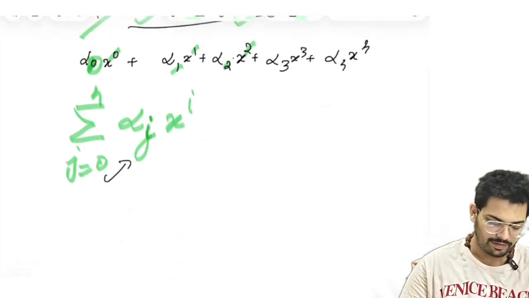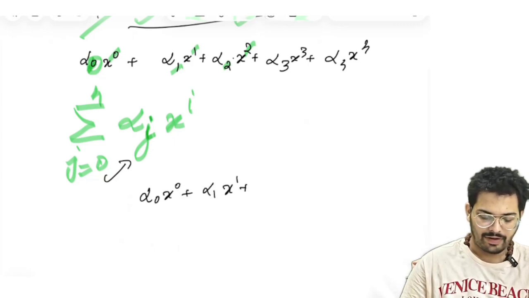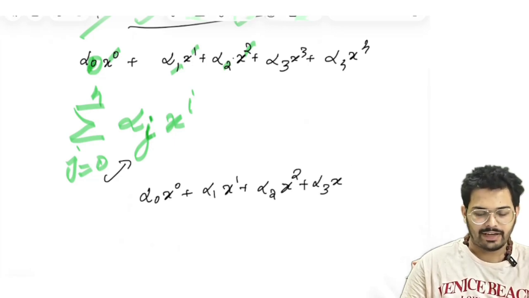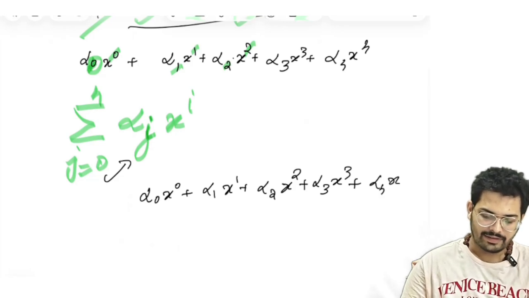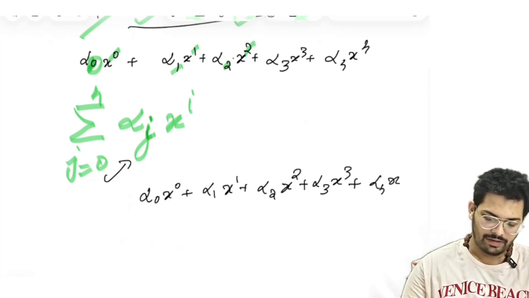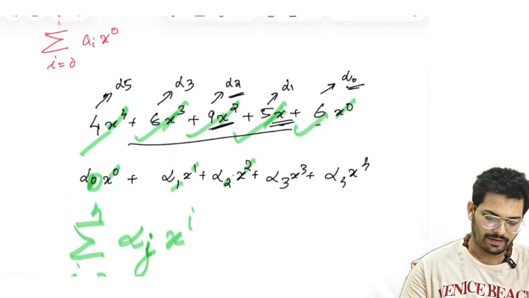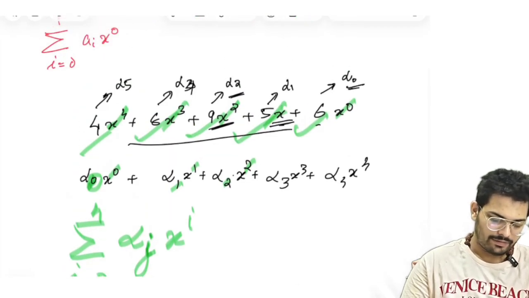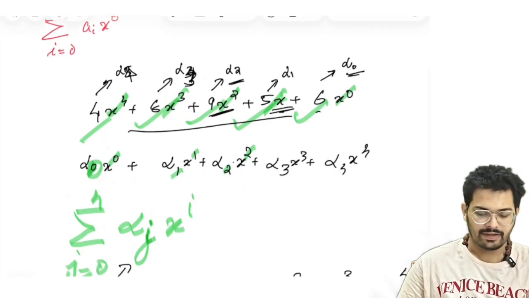When you put j equal to 0, alpha 0, x raised to 0. When you put j equal to 1, alpha 1, x raised to 1. When you put j equal to 2, alpha 2, x square. When you put j equal to 3, alpha 3, x cube. When you put j equal to 4, alpha 4, x raised to 4. That's how you can write it.